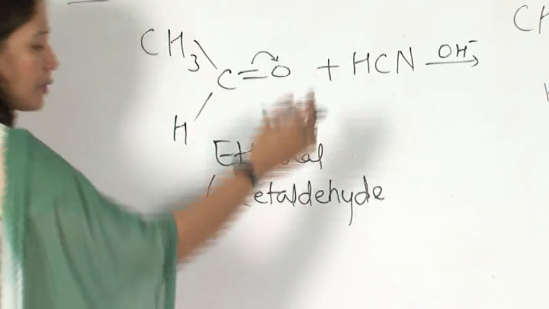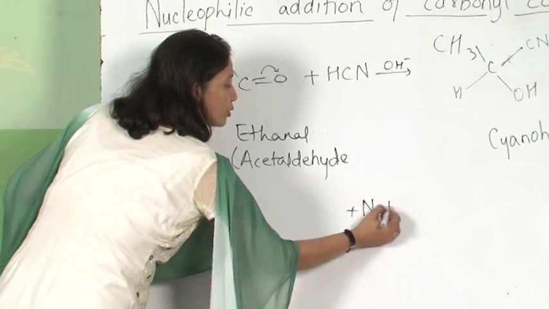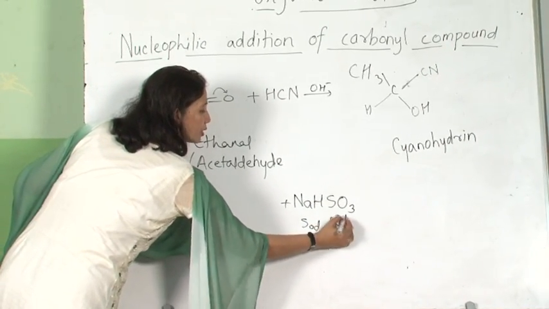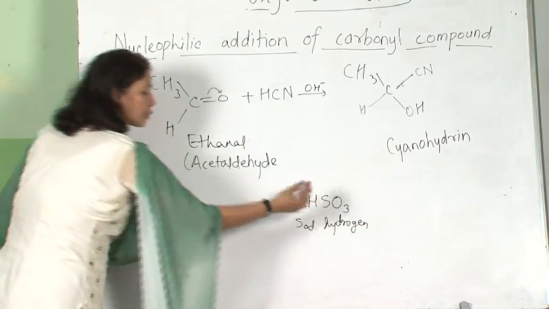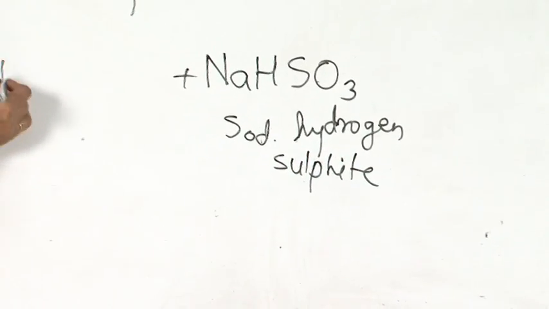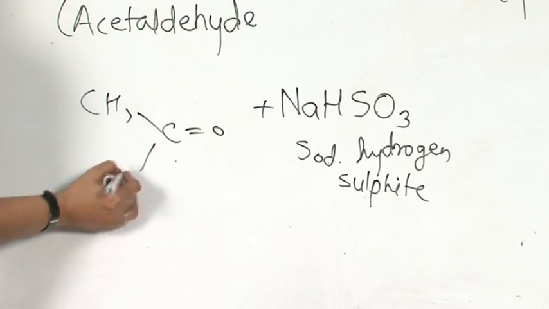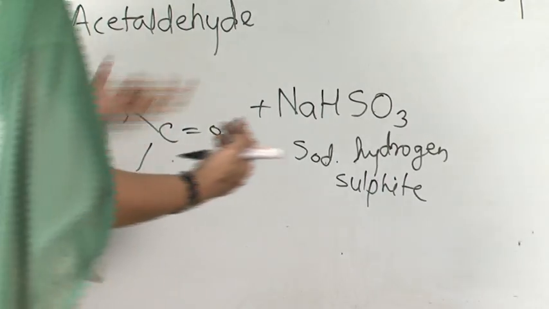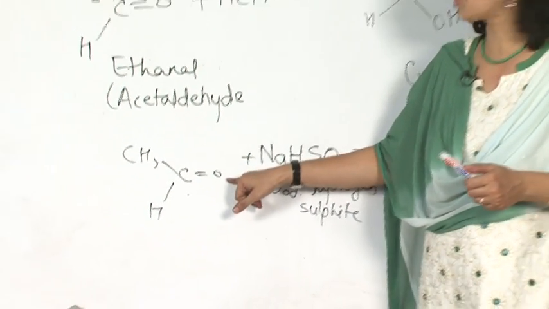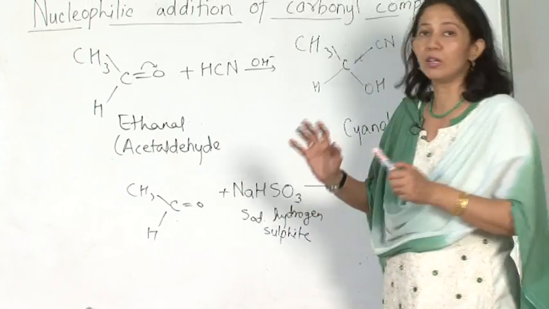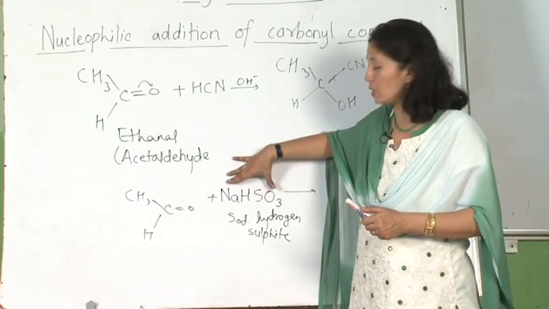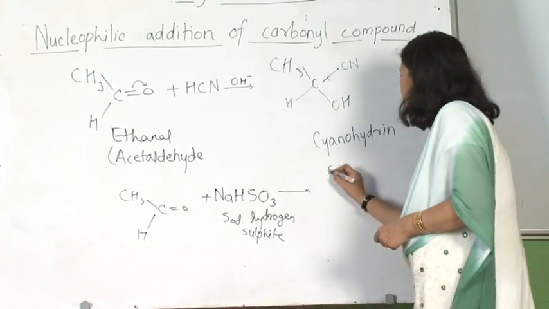In the same way, I react the same compound with sodium hydrogen sulfite. This is sodium hydrogen sulfite, also called sodium bisulfite. It is not necessary that I have to take the same compound. If I react with this, once again apply the same concept. Here this oxygen is going to develop a negative charge and the carbon is going to develop a positive charge. Always remember, to the oxygen the hydrogen is going to get attached. The remaining entire part is going to get attached to the carbon atom, and hence the structure turns out to be like this.